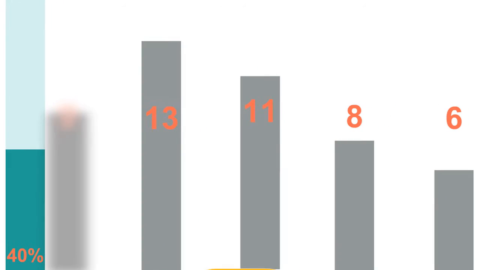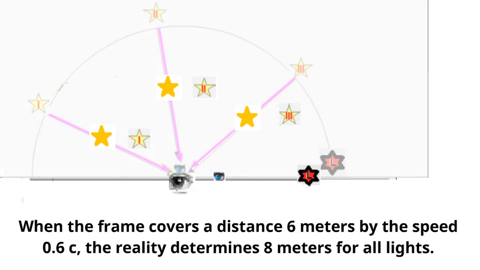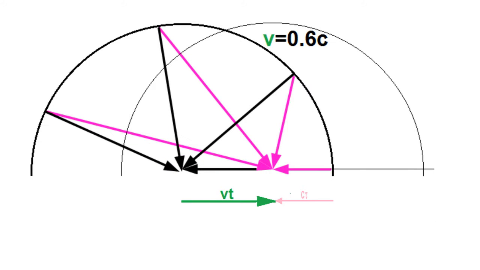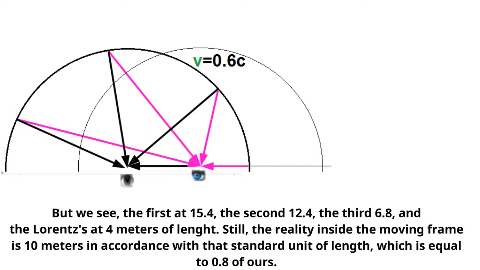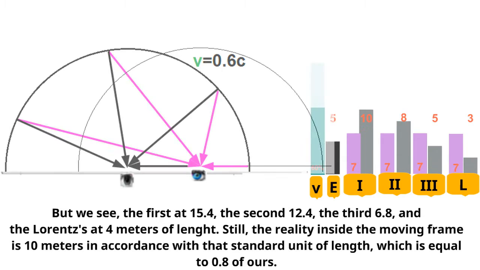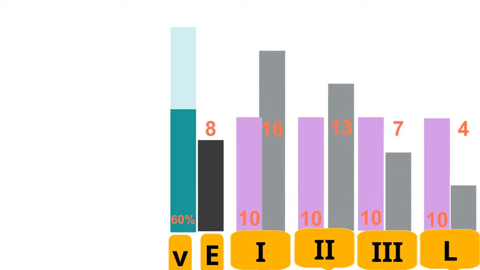When the frame covers a distance of 6 meters by the speed 0.6 c, the relativity determines 8 meters for all lights. But we see the first at 15, the second 12, the third 7, and the Lorentz is at 4 meters of length. Still, the reality inside the moving frame is 10 meters in accordance with that standard unit of length, which is 12.8 of ours.